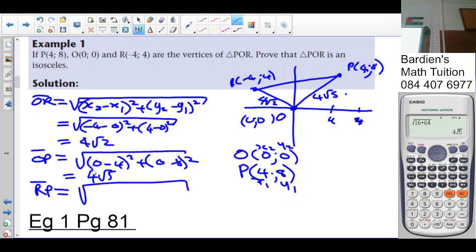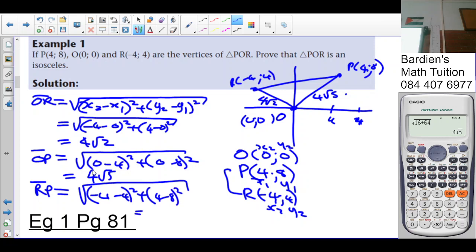Distance formula again. So it's going to be R, which is negative 4 and 4, and P. If that is x1, y1, this will be x2, y2. So I say negative 4 minus 4 squared plus 4 minus 8 squared. Put that in the calculator. That is the square root of negative 8 squared plus negative 4 squared. Or you can put it in as the square root of negative 4 minus 4 all squared plus as it is there. Okay? That gives us 4 root 5.